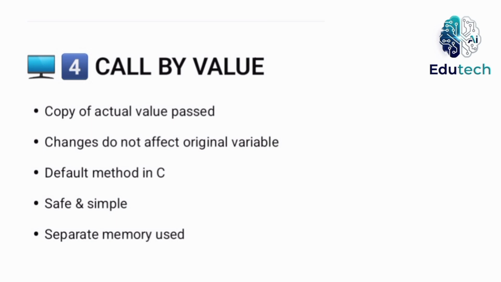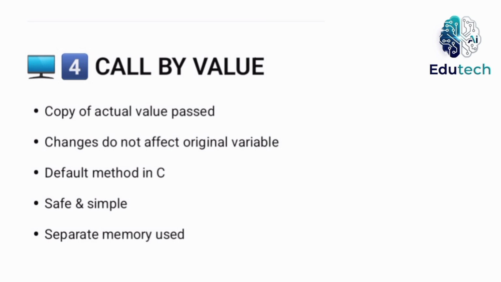Explain call by value. Call by value is a method of passing arguments to a function where a copy of the actual value is passed to the function. In this method, changes made to the parameters inside the function do not affect the original variables in the calling function. This is because the function works with a separate copy of the data.